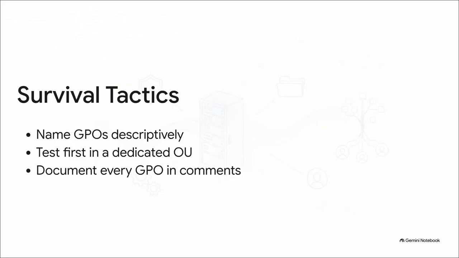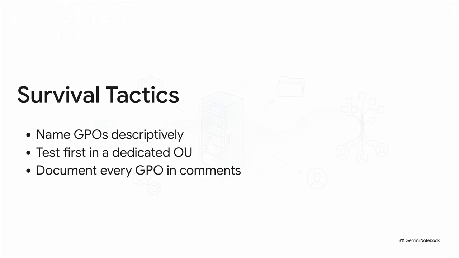To wrap up our practical advice, let's look at a few more survival tactics. Because remember, mistakes at this scale apply instantly. First, you must name your GPOs descriptively. A name like corp-sec-password-policy-v1 is great because it tells you exactly what it is, who owns it, and the version. Second, always test first. Please link your new GPOs to a dedicated test OU and validate them with gpresult before you ever let them near your production environment. And finally, document every GPO. Just use the comment field right there in the GPMC to record who owns it and what it's supposed to do. Trust me, you will thank yourself 6 months from now when you're staring at a policy trying to figure out why it exists.